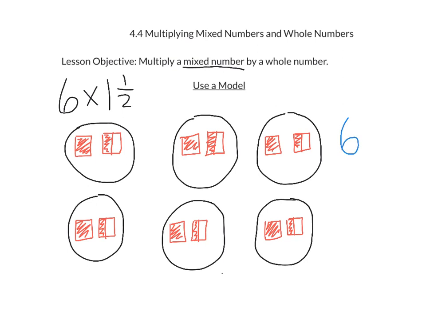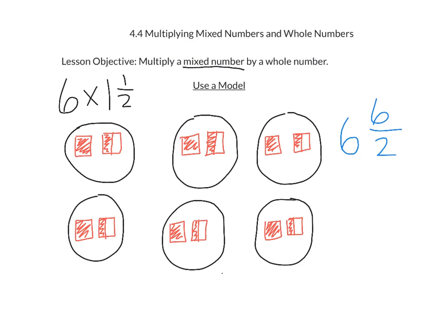And let's take a look at our fractional parts we have left. We have 1/2, 2/2, 3/2, 4/2, 5/2, 6/2. So we have 6 and 6/2. However, we can't leave 6/2 because it is an improper fraction.